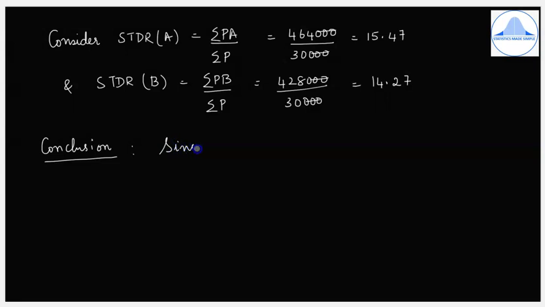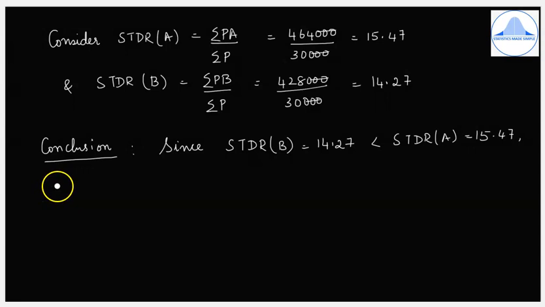So start with the lesser STDR value. Since STDR of B, which is equal to 14.27, is less than STDR of A, which is equal to 15.47, you'll conclude that town B is healthier. So always remember, for whichever town, locality or population the STDR value is lesser, that town, population or city would be healthier. So do practice this question.